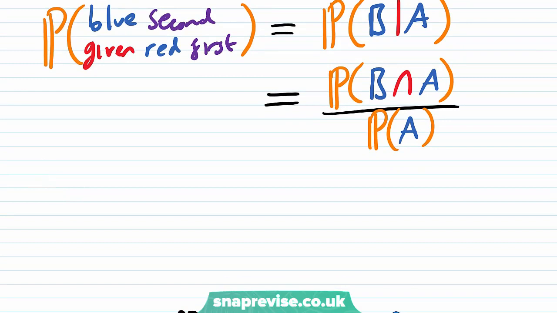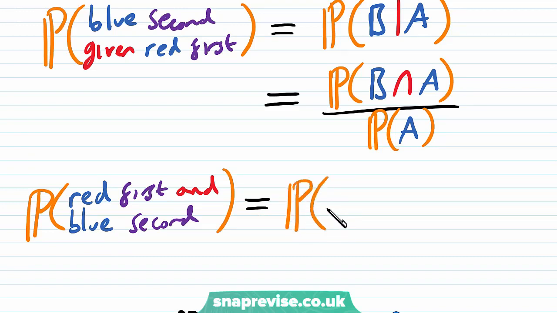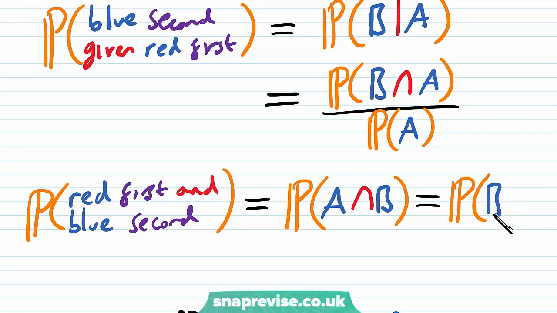Let's consider the probability that red occurs first and blue occurs second. This, by our definition of A and B, is the probability of A intersected with B, because "and" is the same as an intersection. But by symmetry, this is the same as the probability of the event B intersection A, because we can write them in the opposite order and it still is the same.